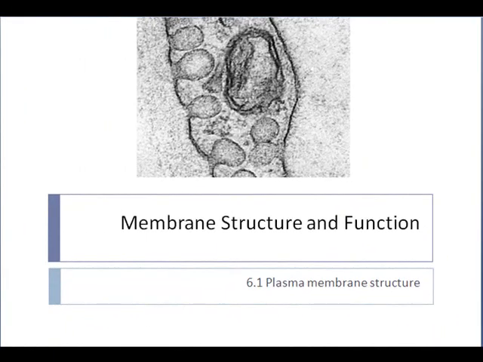A plasma membrane encloses every cell. It is the outermost boundary, whether it's a unicellular organism such as an amoeba, or one of the many cells from our body, or a cell from a mushroom, or a human, or a carnation.